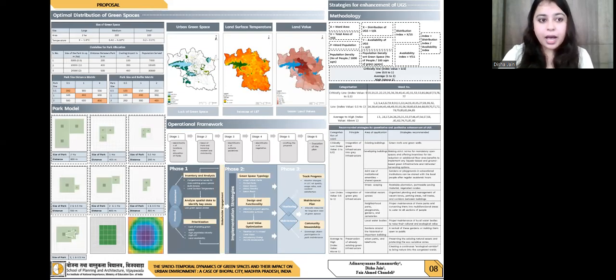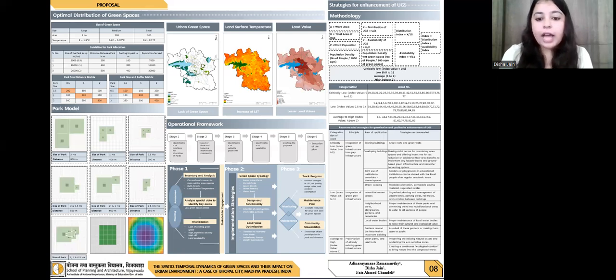Now, coming to the proposal part. For the proposal, at first, we have developed guidelines for park allocation based on the size, then distance between the parks, cooling impact, and how much population it will serve. We have also developed optimal models for the green spaces, incorporating parks of various sizes, that is 0.5 hectare, 1 hectare, and 2 hectare, and their strategic distances, like what distance we can use for placing the different parks, and an operational framework which consists of implementing green spaces and enhancement, including inventory, analysis, implementing strategy, and monitoring.